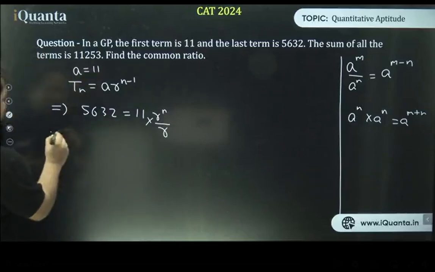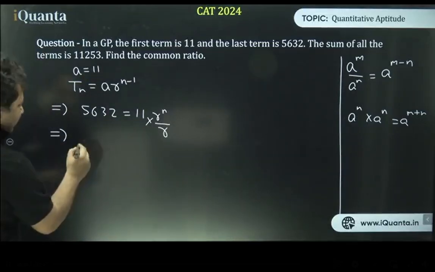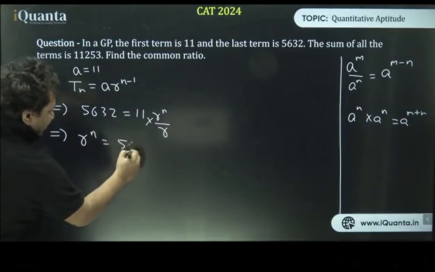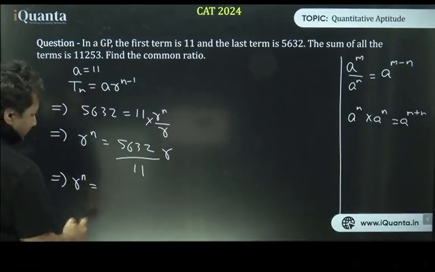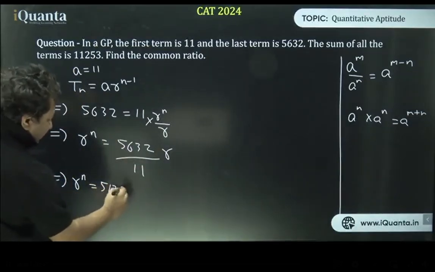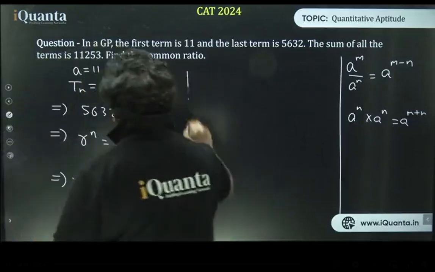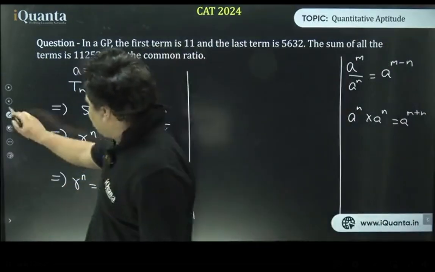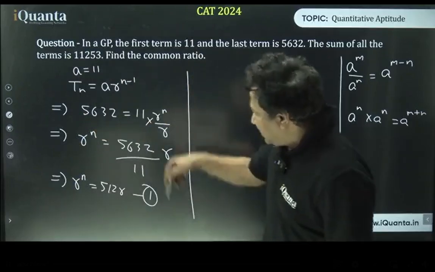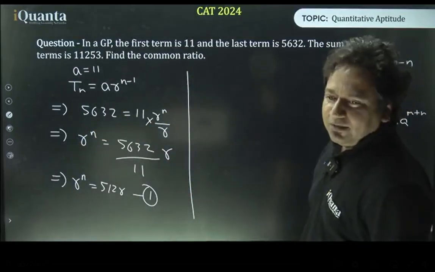So now rearranging it, r to the power n will be equal to 5632 divided by 11 times r. 11 से काटना आपको आता ही होगा. So r to the power n is equal to 512 r. Now let this be question number 1. This is the thing which I could not do in my board exam. That's why I scored very low. इतने steps ये मैं सीखा हूँ टीचर बनने के बाद.